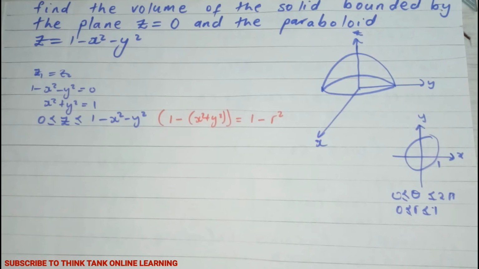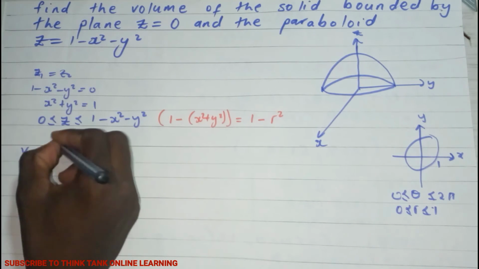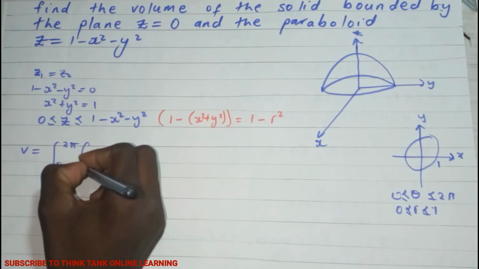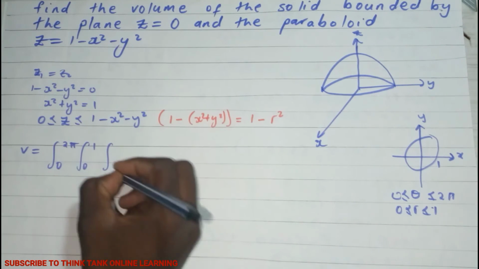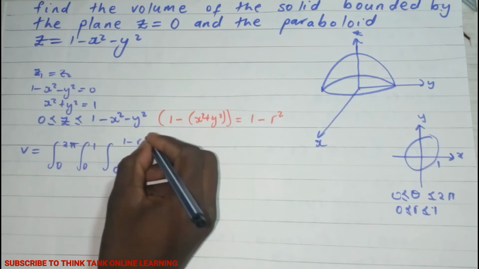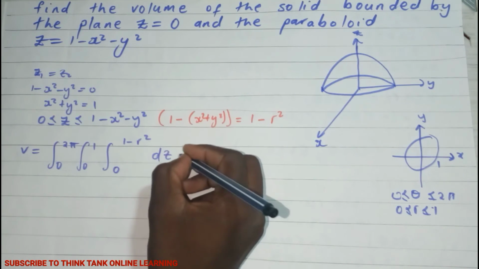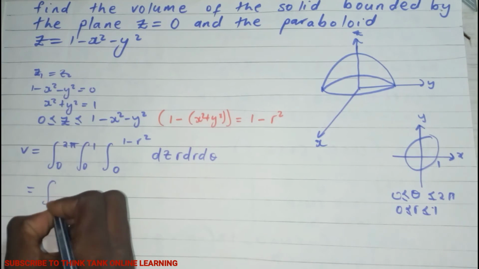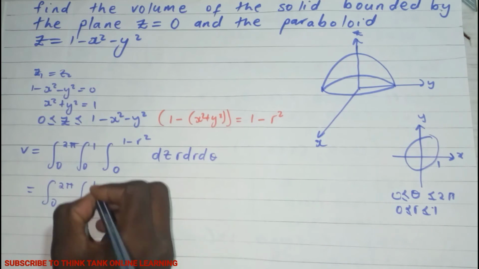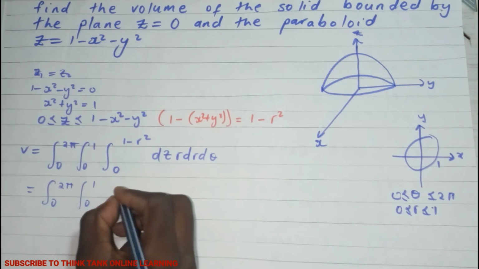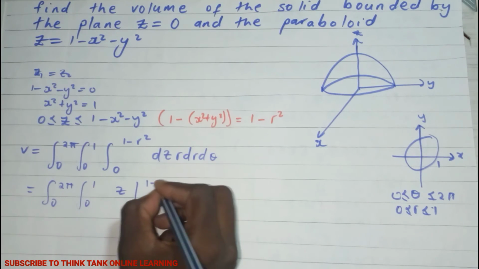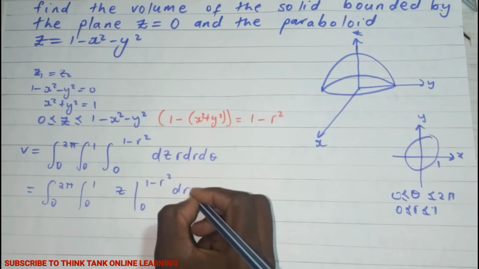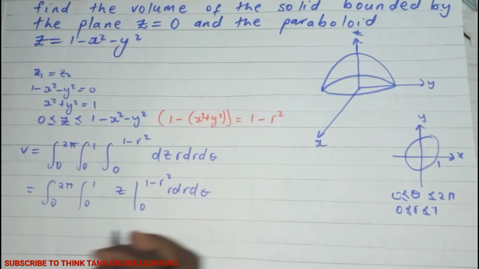So now let's compute our integral. The triple integral for the volume: 0 to 2 pi for the angle, 0 to 1 for the radius, then 0 to 1 minus r squared for z, with dz, r dr, d theta. If we integrate with respect to z, you're going to have z with limits from 0 to 1 minus r squared, times r dr d theta. Don't forget this r.